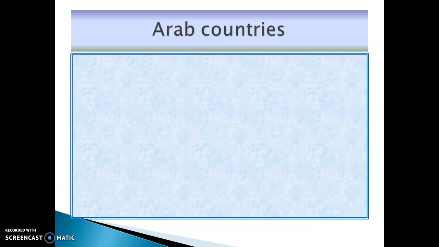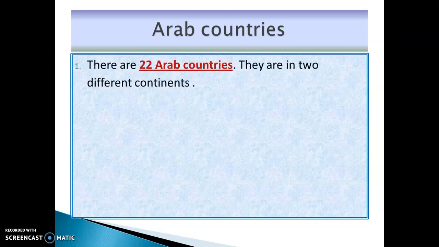Now we are going to have a new topic, a new point, which is Arab countries. Yeah, the countries that we live in. How many Arab countries are there in the world? There are 22 Arab countries. They are located in 2 different continents. We can find Arab countries in Asia and in Africa.